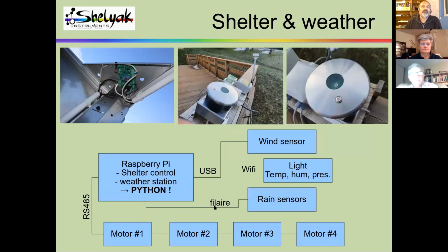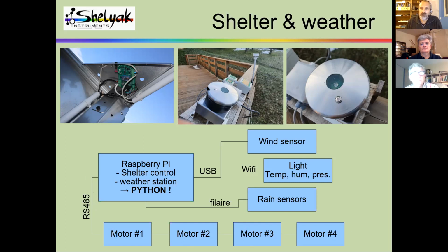Okay. The structure is this one. You have seen that there are 4 corners in the shelter, and for each corner you have a motor, and each motor is driven by an electronic card with a small Arduino here, and a motor driver here. So the 4 motors are controlled by the Raspberry Pi here through an RS485 bus, which is a serial bus on which you can chain different devices.